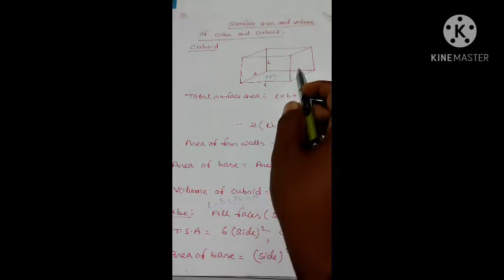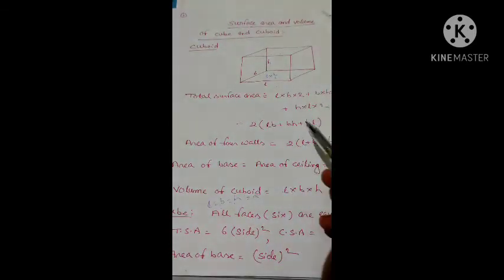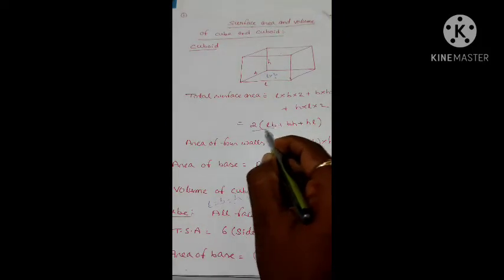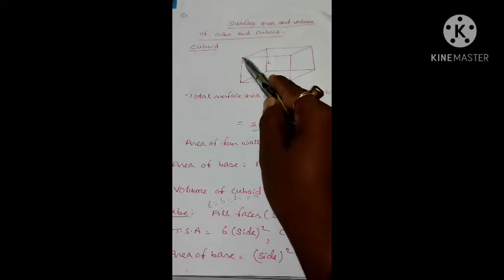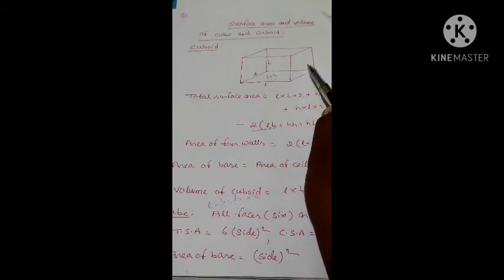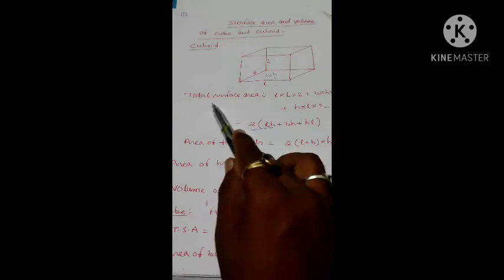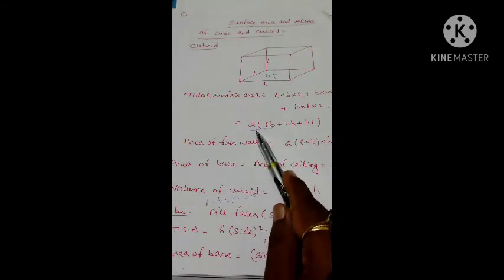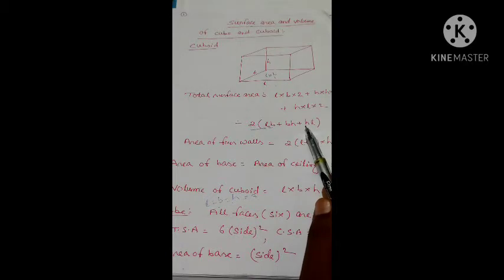If the base is L into B, the ceiling will also be equal, that will also be L into B. So that means 2 times L into B will come. Similarly, if I find the area of this face, this wall, this will be B into H. So this will also be B into H, so I can write 2 times B into H. Similarly, 2 times H into L will come. That is, the total surface area of a cuboid is 2 times (LB plus BH plus HL).